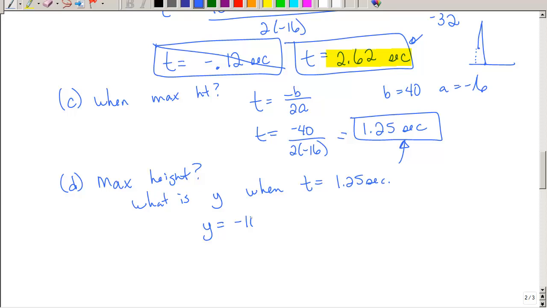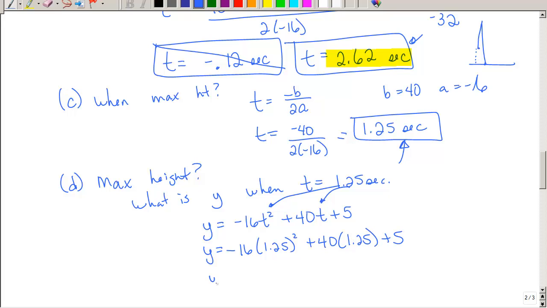And again, remember, we're going to use our equation that we developed, and we're going to plug in t to be 1.25. Punch that carefully into your calculator, and you should get 30, and again, that's 30 feet. Seems like a reasonable answer. So we have found the parametric equations, we found how long the ball is in the air, how long it took to reach the maximum height, and what that maximum height was.